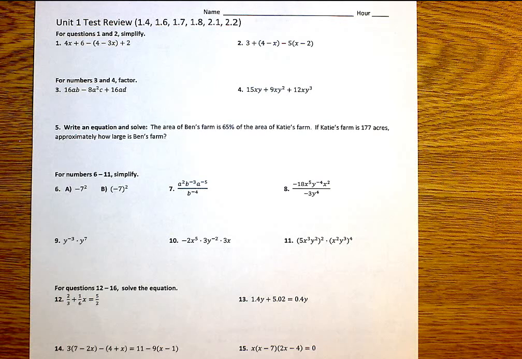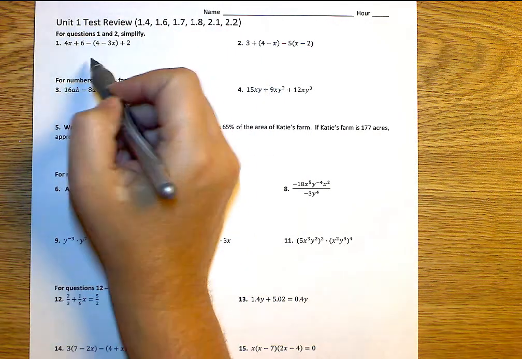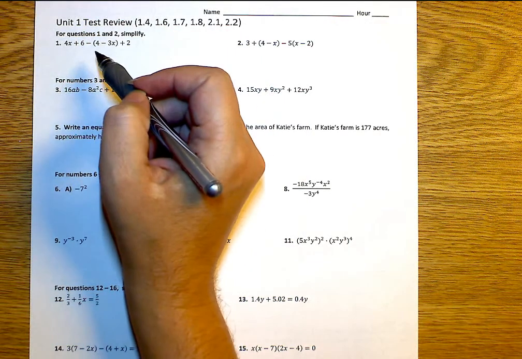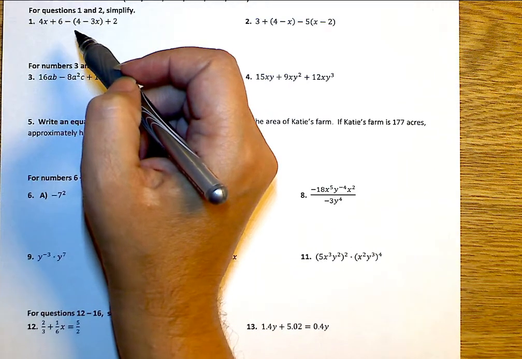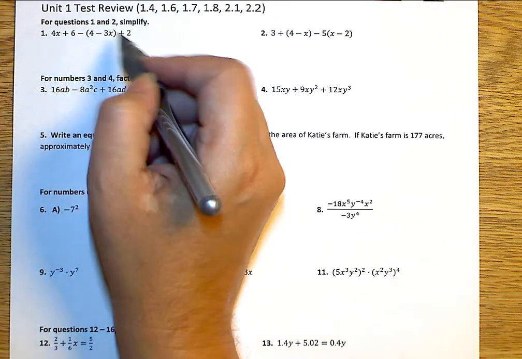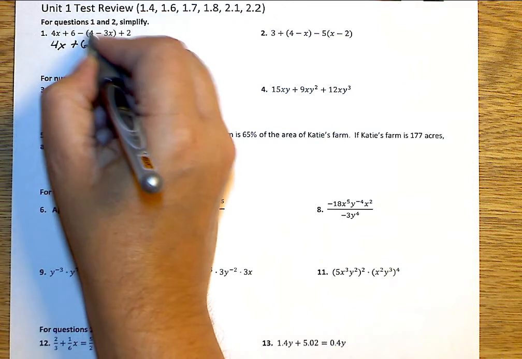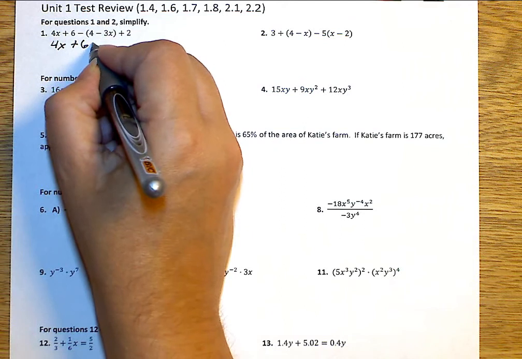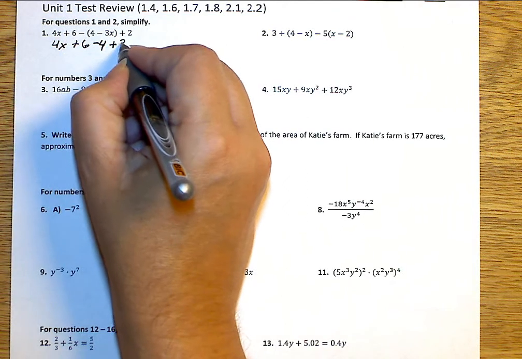So you have Unit 1 review. Number 1, the first step you always want to do is to distribute. So we are going to distribute that negative to each one of these. So I'm going to bring down my 4x plus 6, and then I'm going to distribute the negative. So I have negative 4, negative, negative, make a positive, 3x plus 2.